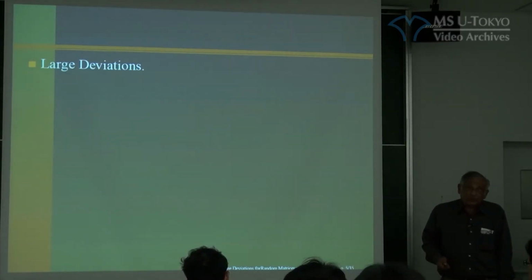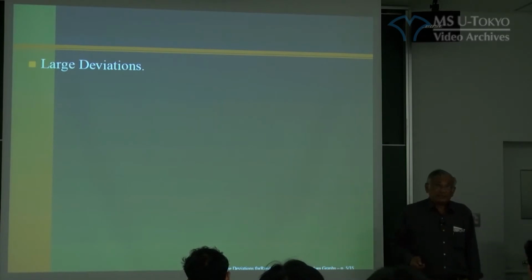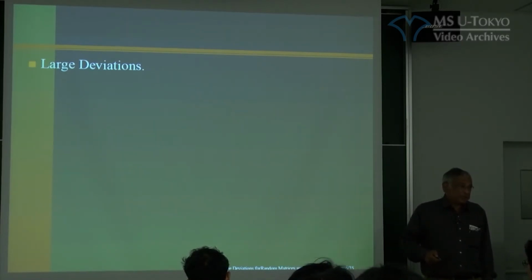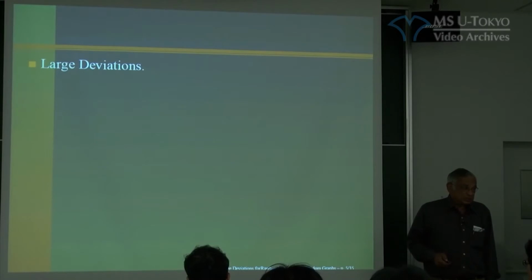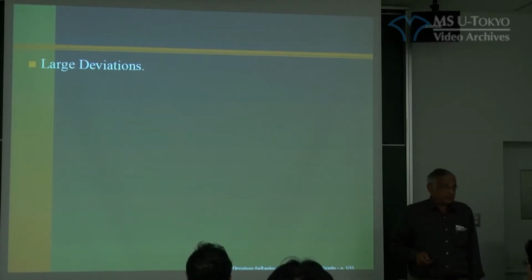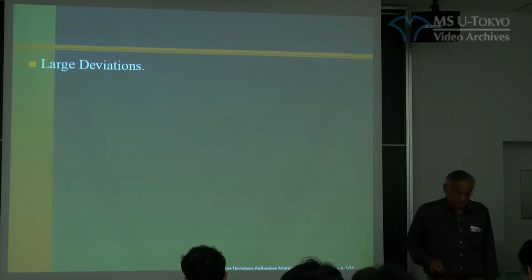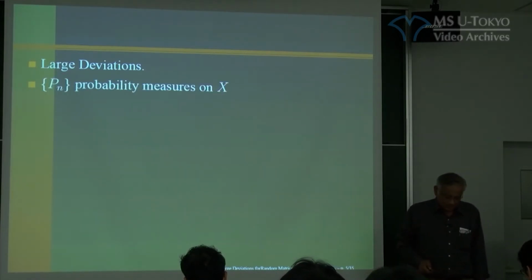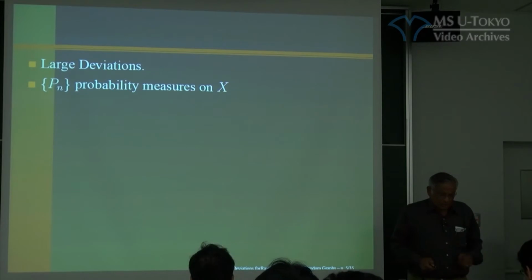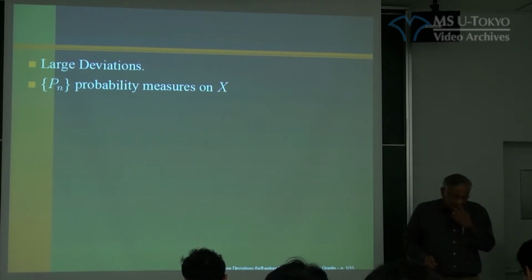Now, if you count the number of triangles, it is really the trace of the third power of the matrix. So, it is really the sum of cubes of the eigenvalues. So, I want to think of Pn as a probability distribution.